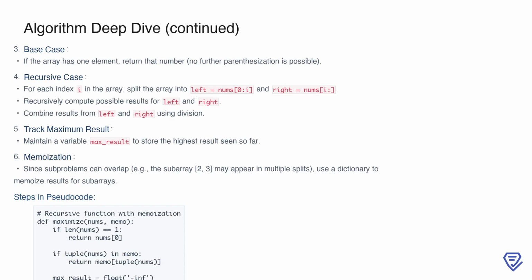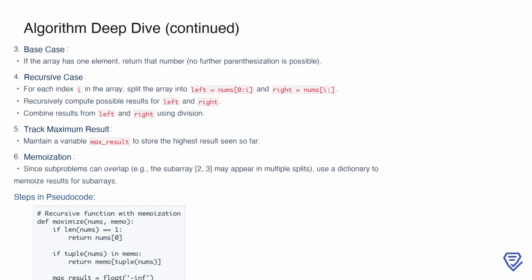To make this approach more efficient, we use memoization. By storing the results of previously computed subarrays in a dictionary, we avoid redundant calculations for overlapping subproblems. This significantly optimizes the recursion.